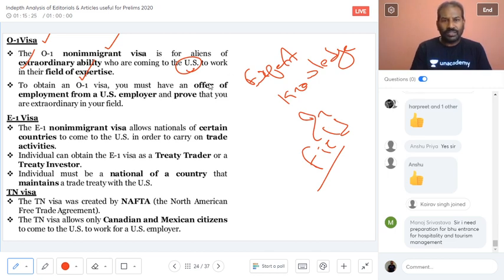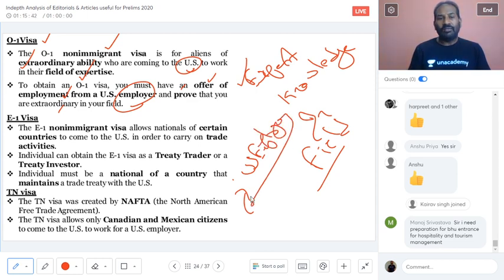And then the O1 visa requires an employment offer from a US employer and proof that you are extraordinary in your field. That means you are getting into the US and working there with expert knowledge, and the US employer, the one who is providing you the job, will give you an offer through an O1 visa. So that is for whoever has expert knowledge in a field of expertise.